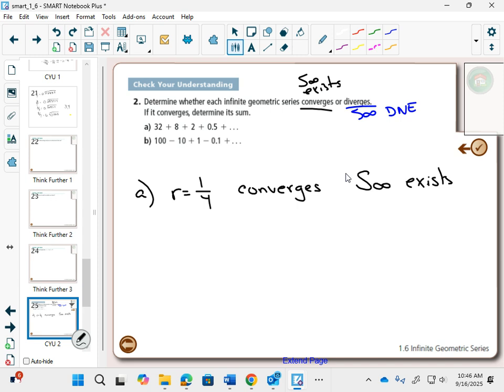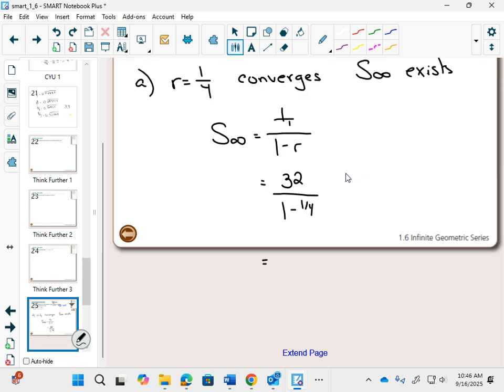If it converges, find the sum, so we can find the sum for A, because we know this formula. I'll rewrite it out. Term 1 over 1 minus R. So for us, term 1 is 32 over 1 minus 1/4, which is 32 over 3/4. How do you divide by a fraction? Top fraction is 32 over 1. You multiply by the reciprocal. So I multiply by 4 over 3. This will give me, as an exact answer, 128 over 3.